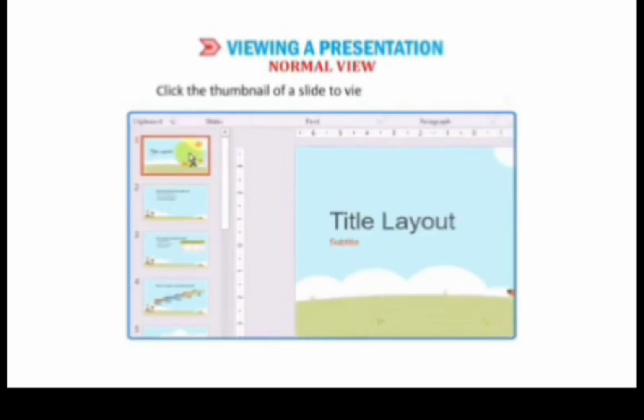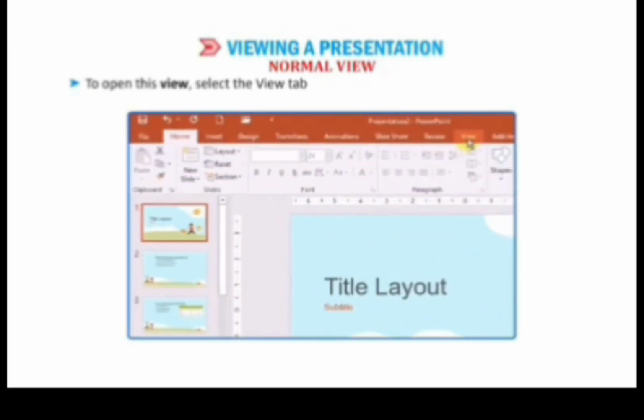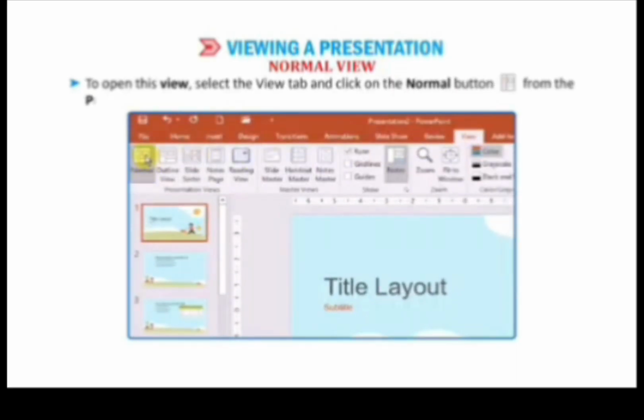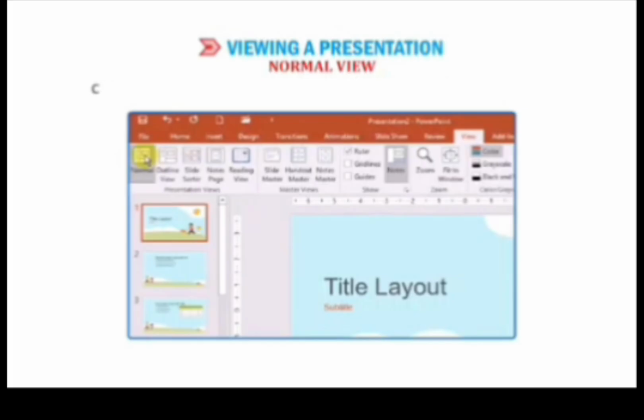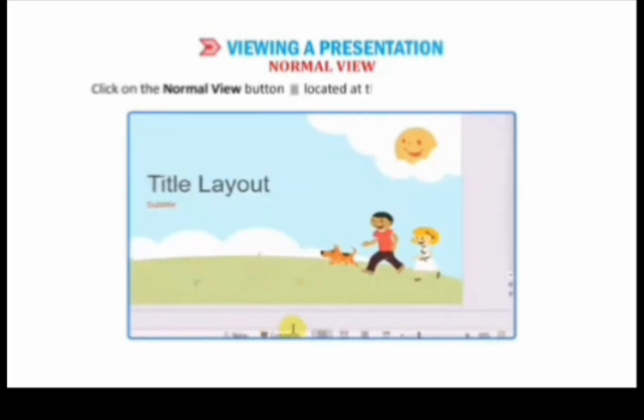Click the thumbnail of a slide to view it in the slide pane. To open this view, select the View tab and click on the Normal button from the Presentation Views group, or click on the Normal View button located at the bottom of the slide window.